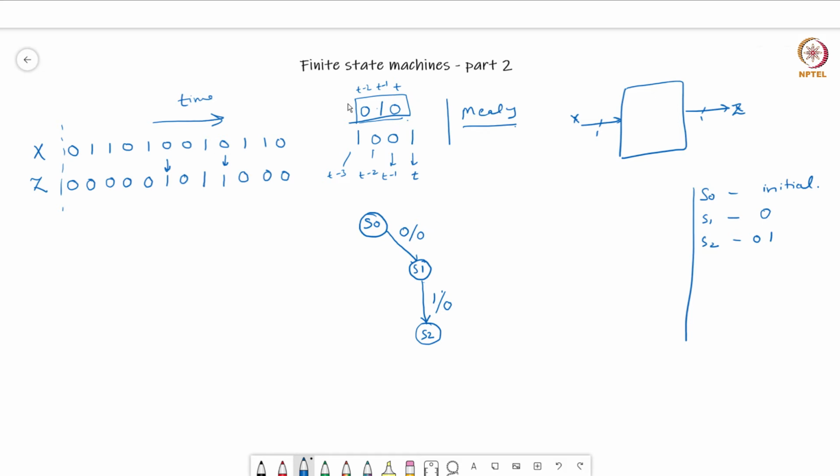Now after that, if I receive another 0, so that means 0 1 0. If I receive another 0, the question would be where should I move to? For now, let's keep another state. For now means that we may see in future whether we require that particular state or not, but we'll keep that state in our mind.